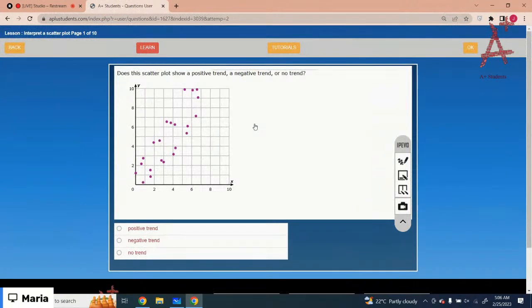Okay. Does the scatter plot show a positive trend, a negative trend, or no trend? Okay, just look at the x values. When x is 0, y is 1. When x is 2, y is more than 4. When x is 4, y is more than 6. When x is 6, that means as x values are increasing, y values are also increasing. Got it? That means this is a positive trend. Both the values, x is increasing and y is increasing. This is the positive trend in the data.